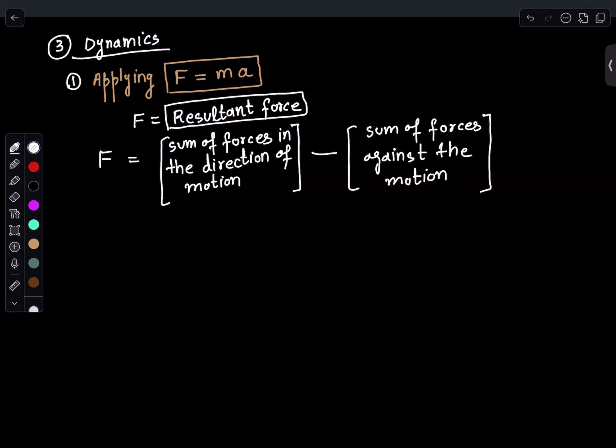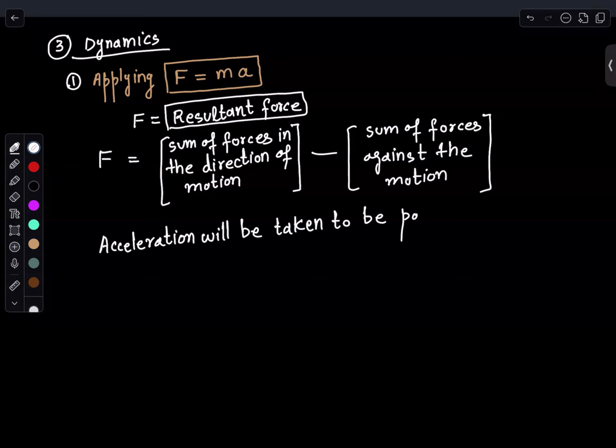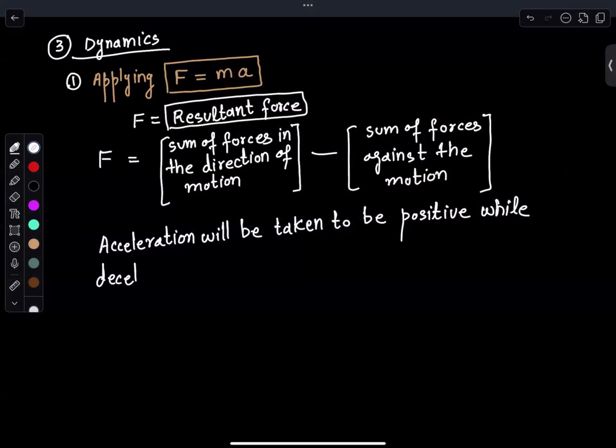And one thing: acceleration will be taken to be positive, while deceleration will be taken to be negative. So if it's acceleration, it will be taken as positive. If it's deceleration, it will be taken to be negative.